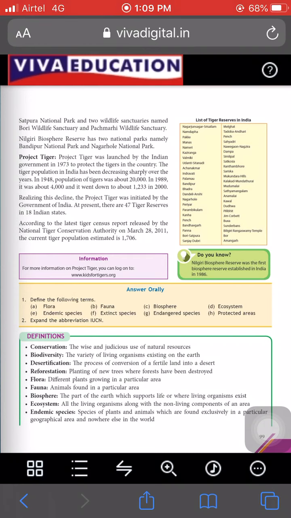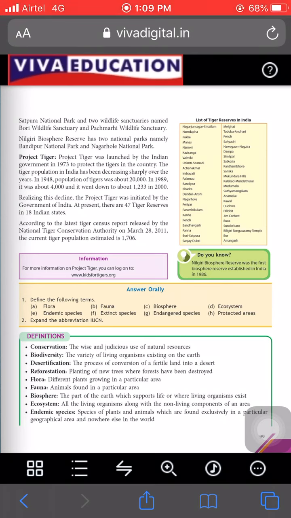In this chapter we learn about conservation. What is conservation? How do we conserve the biodiversity of animals? Next is what is deforestation, reforestation, and what are the causes and consequences of deforestation. Next, the difference between flora and fauna, biosphere, ecosystem, endemic and extinct species.